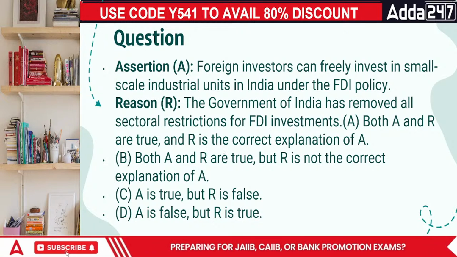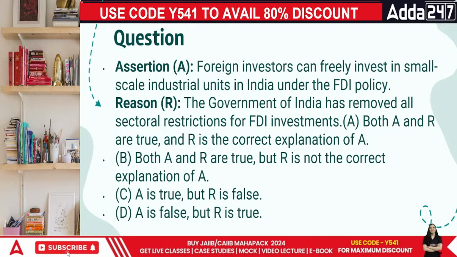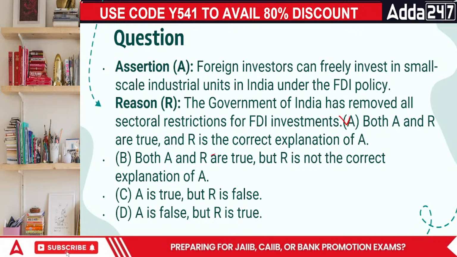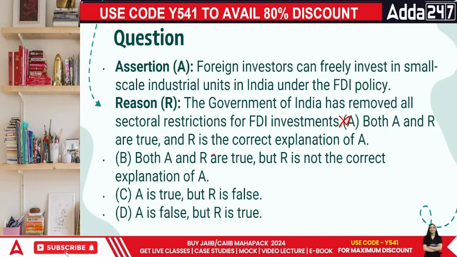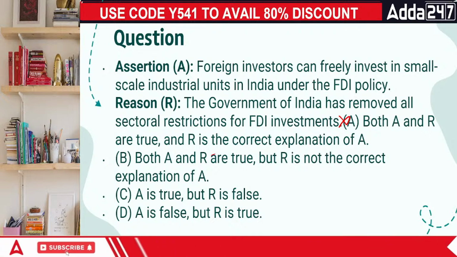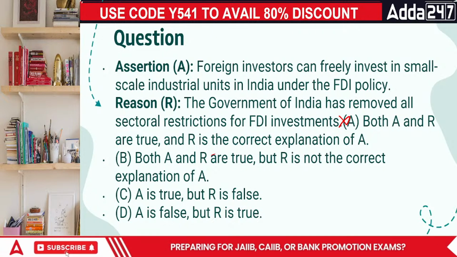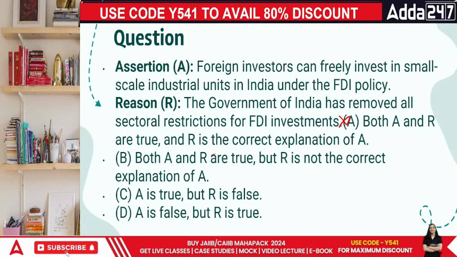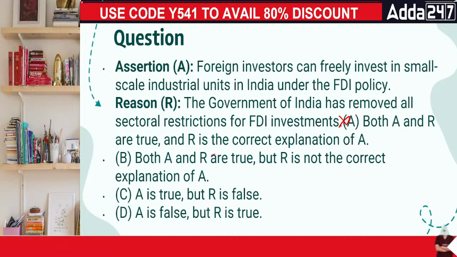I would say first one is true, but second one, the reasoning doesn't go with it. So A is definitely wrong. Then B is basically both A and R are true, but the second point is not true. You cannot just remove all those points, see, everyone, there are restrictions. If you remove the restrictions, anybody can come and exploit our small scale industries.